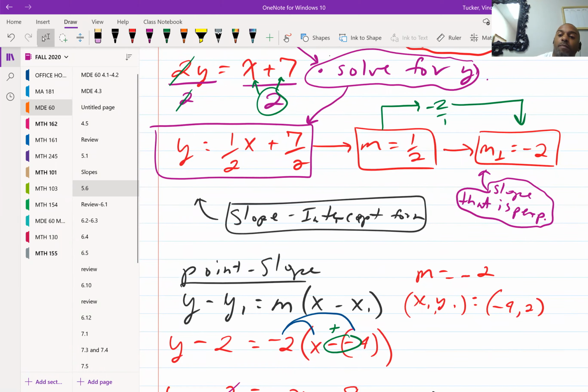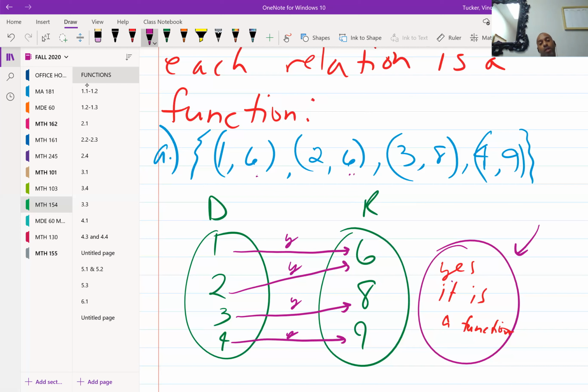Now, number 2: does 2 go to exactly one element in your range? The answer is yes. Even though it goes to the same number that 1 goes to, the number is 6. Does 3? Yes, it goes to 8. 4 goes to 9. So since I can answer yes for each one of my elements in the domain going to exactly one element in your range, yes, it is a function. Even if they go to the same element, as long as they only go to one, then it is a function.